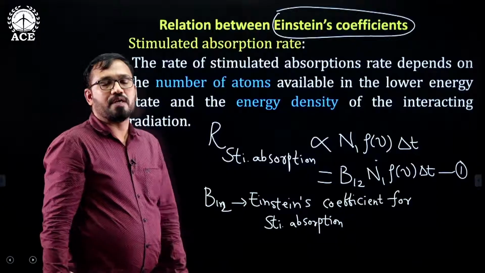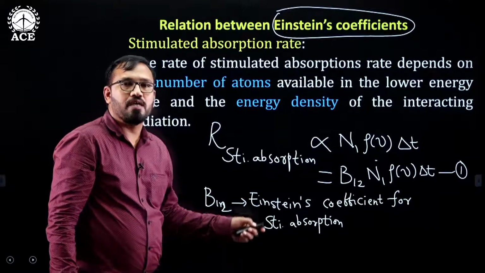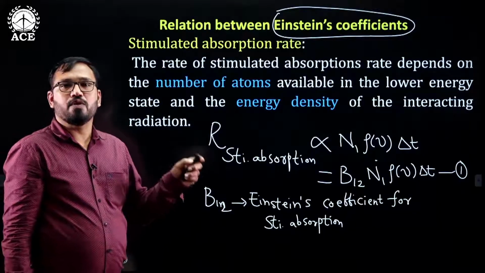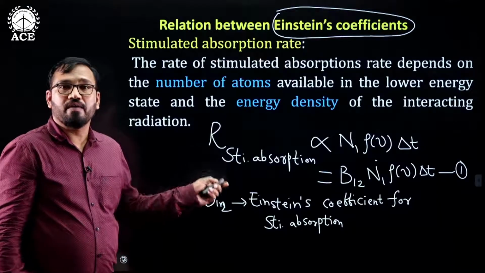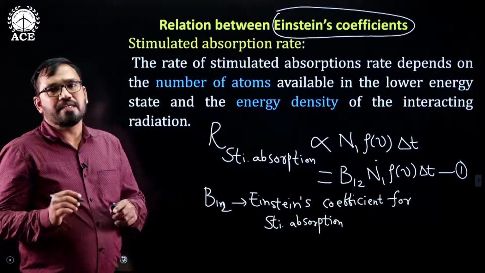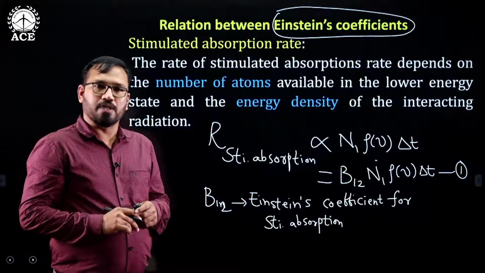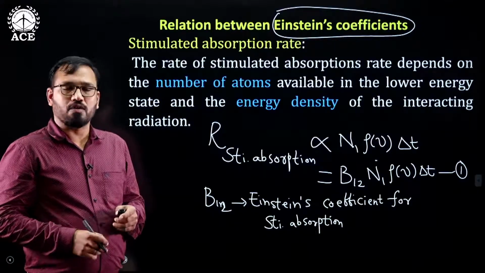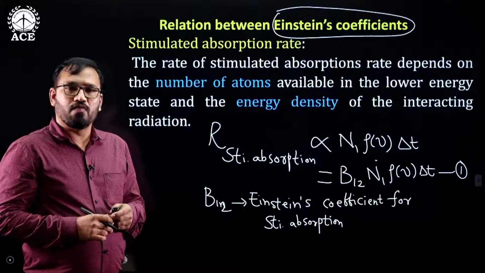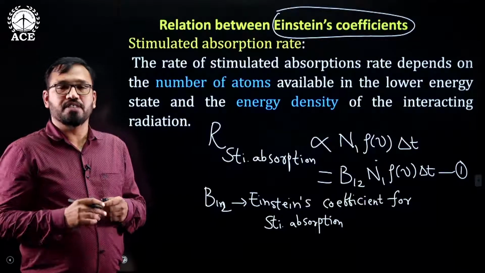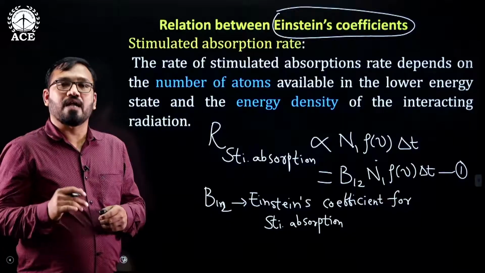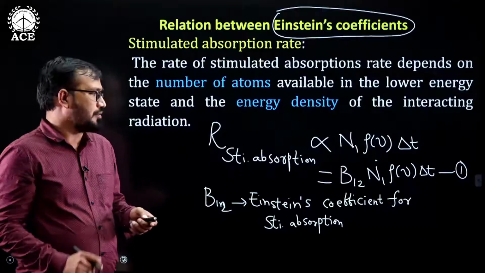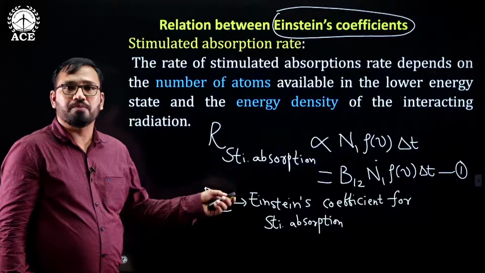So you have to remember the stimulated absorption rate equation that we got: B12 N1 rho nu delta T. B12 is a proportionality constant, the Einstein coefficient for stimulated absorption. N1 is the number of atoms present in the ground state. Rho nu is the number of photons interacting with the atoms in the ground state, called photon density. Delta T is the transition time, for example 2 seconds or 1 second. So that is the equation for the stimulated absorption rate.